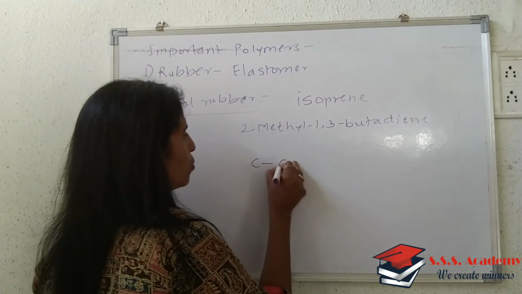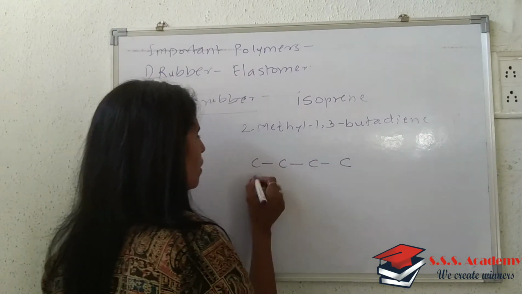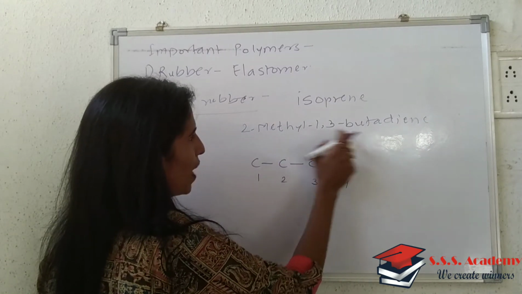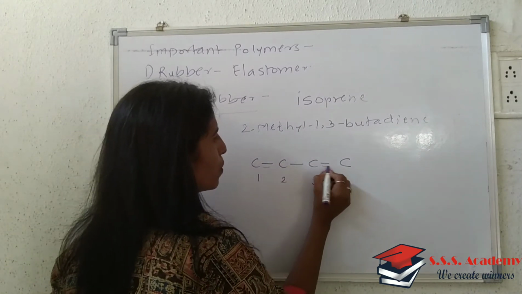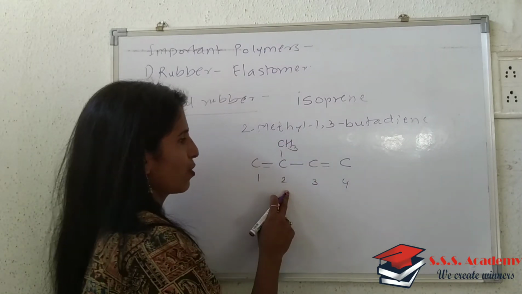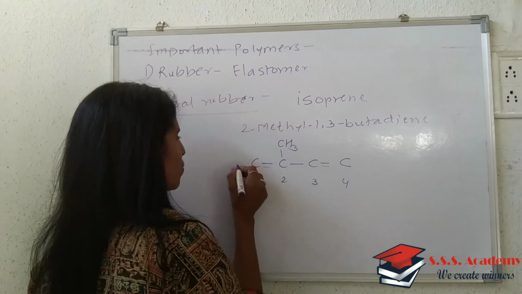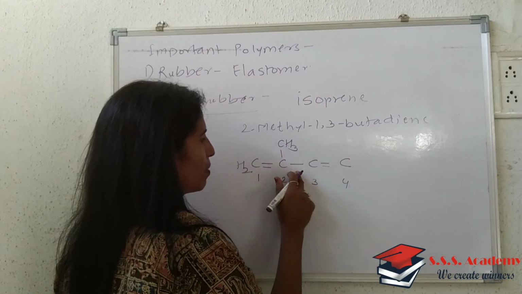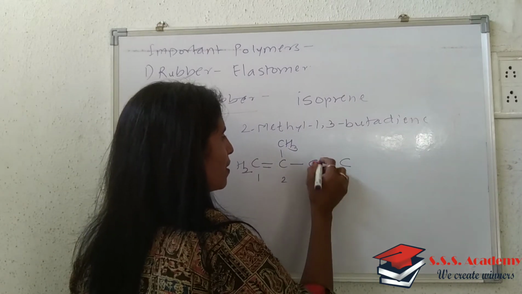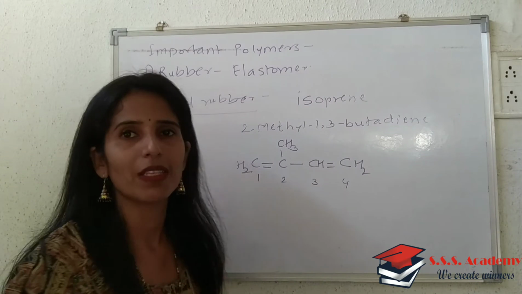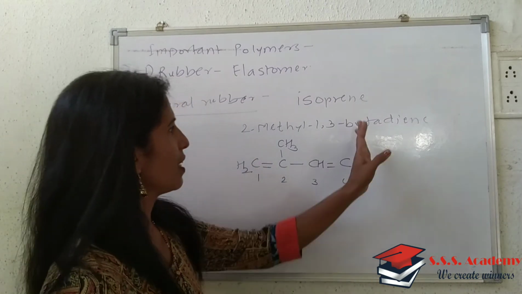See, 1, 2, 3 and 4. Since it's 1,3-butadiene, at the first and third positions there is a double bond, and at the second position there is a methyl group. The rest of the valency you will satisfy with hydrogen, so it's CH2, then CH, then CH double bond CH2. So this is nothing but 2-methyl 1,3-butadiene, that is the isoprene unit.